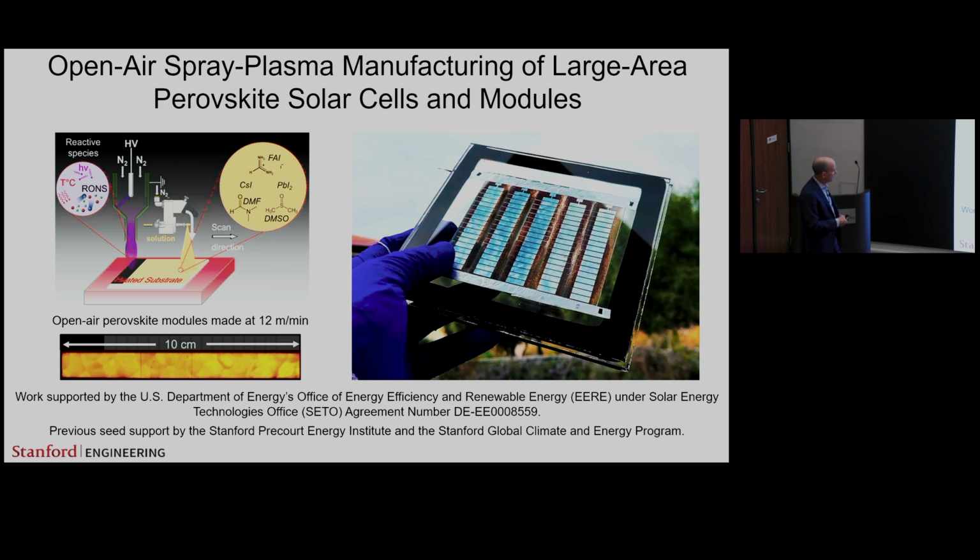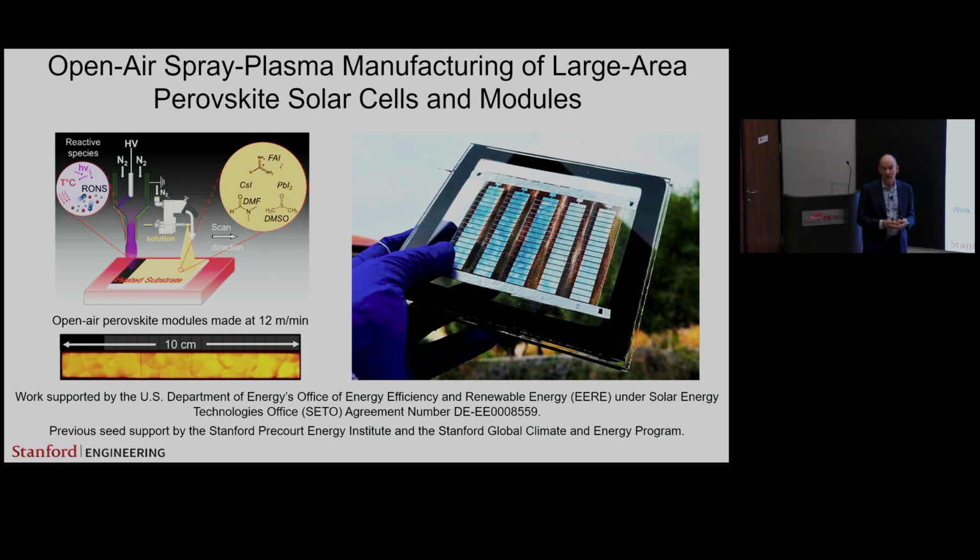So here's an example of a perovskite cell. This is an Elbeck image. It's about 1 centimeter wide and 10 centimeters long. And that can be manufactured fully in open air and done very rapidly. And you can see here is a mini module that was made. This was an effort jointly with NREL, who has a program called PACT. The PACT program is looking at developing new accelerated testing capabilities and standards specifically for perovskites.